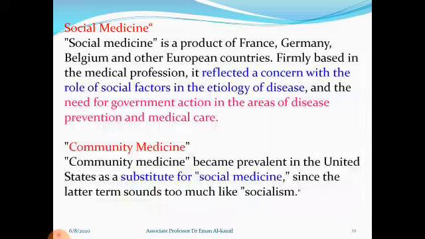While social medicine deals with the social factors, it is the study of the social factors related to the etiology of disease, or the study of the determinants of health, which are mainly concerned with the behavior of people in determining their health, whether healthy or unhealthy behavior. Community medicine became prevalent in the United States as a substitute for social medicine, since the latter term sounds too much like socialism.